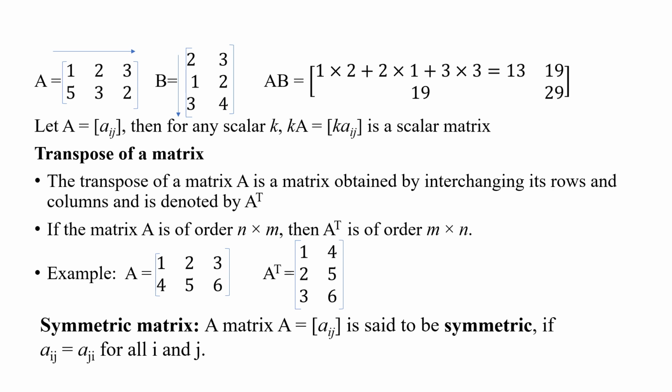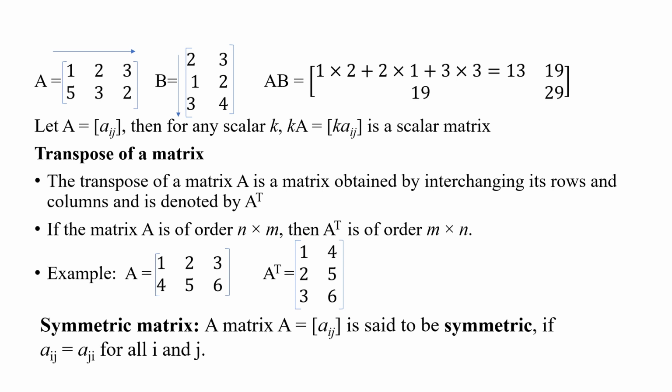Next we have to find the second row first column of the product AB, that is 5 into 2 plus 3 into 1 plus 2 into 3. That gives the answer as 19. Next one, second row second column of AB is 5 into 3 plus 3 into 2 plus 2 into 4. That gives the answer as 29. That's how we have to find the product of any two matrices.